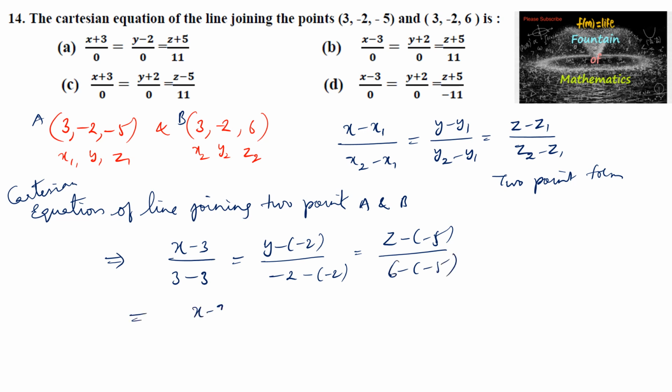which is (x - 3)/0 = (y + 2)/0 = (z + 5)/11. So the equation of the line is (x - 3)/0, (y + 2)/0, (z + 5)/11, which is option B.